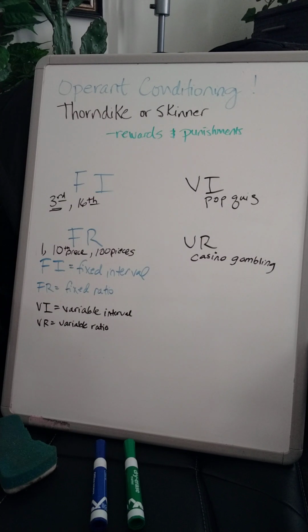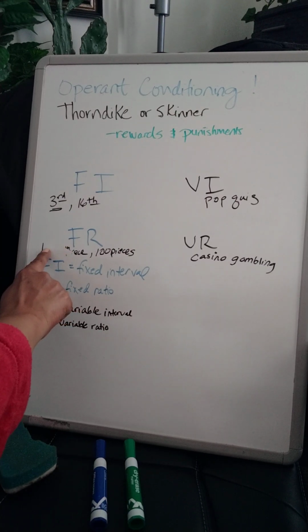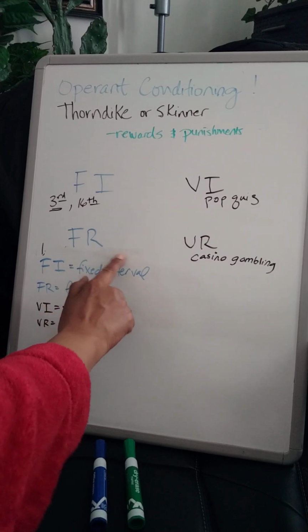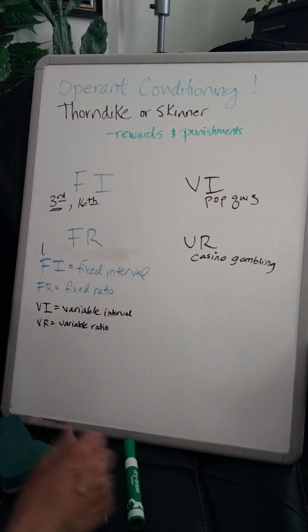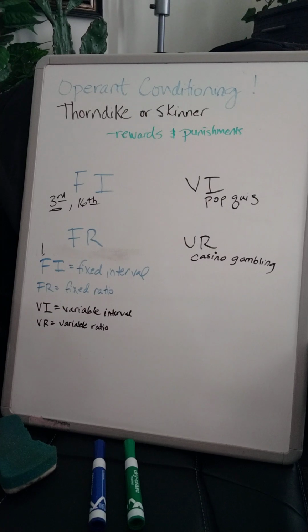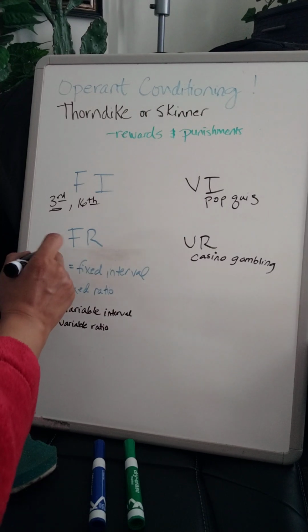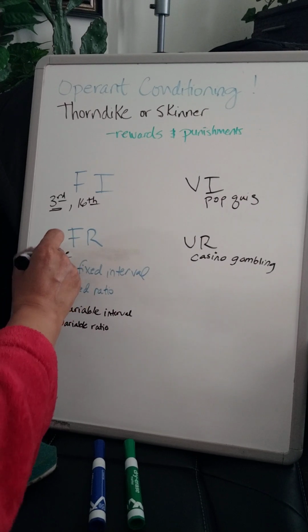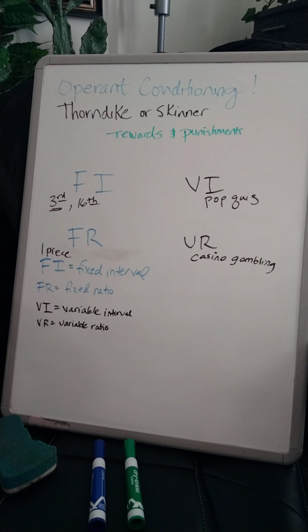It could be after the first piece, or after the 10th piece. I know I'm getting money, but this might be confusing. I'm just going to say after every piece. Let's just make that really easy. So I'll put one piece, but it's after every piece. All right, so that's the fixed ratio, fixed amount of times.